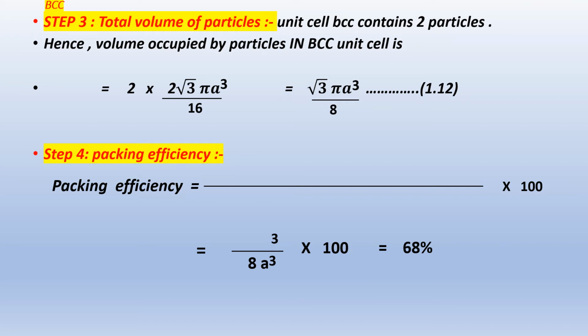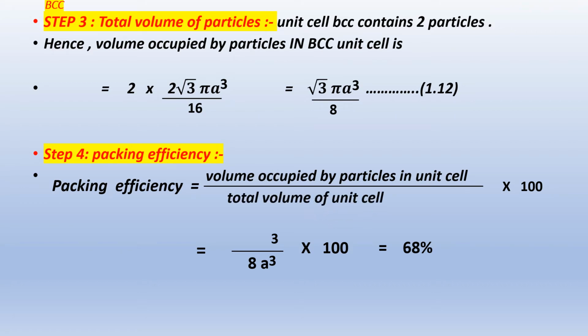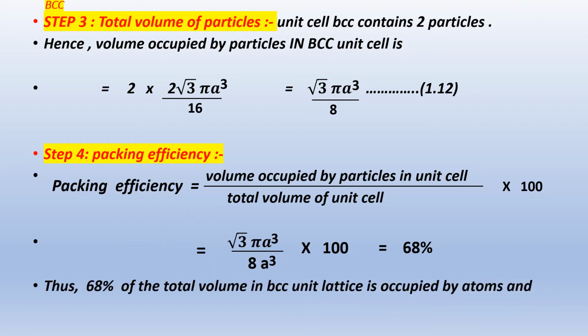Next, packing efficiency. Last point, packing efficiency. You have to know the formula: packing efficiency is equal to volume occupied by particles in the unit cell upon total volume of the unit cell into 100. Then you write root 3 pi a cube upon 8 a cube into 100. It gives 68%. Thus 68% of the total volume in the BCC unit cell is occupied by the atoms, and 32% is empty space, or void space.